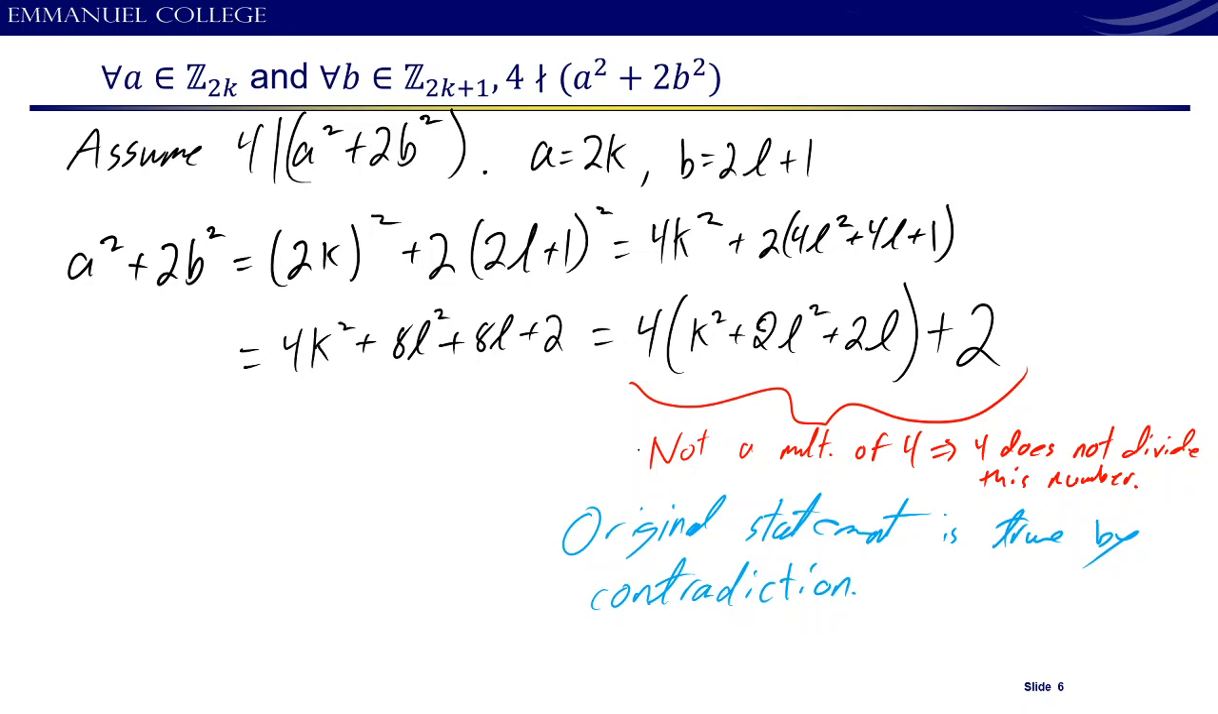So think about when we did negations. If you negated true, you got false. If you negated false, then you got true. So if the negation is false, that means that the original has to be true. That's kind of where it comes from. And then I believe one last example.